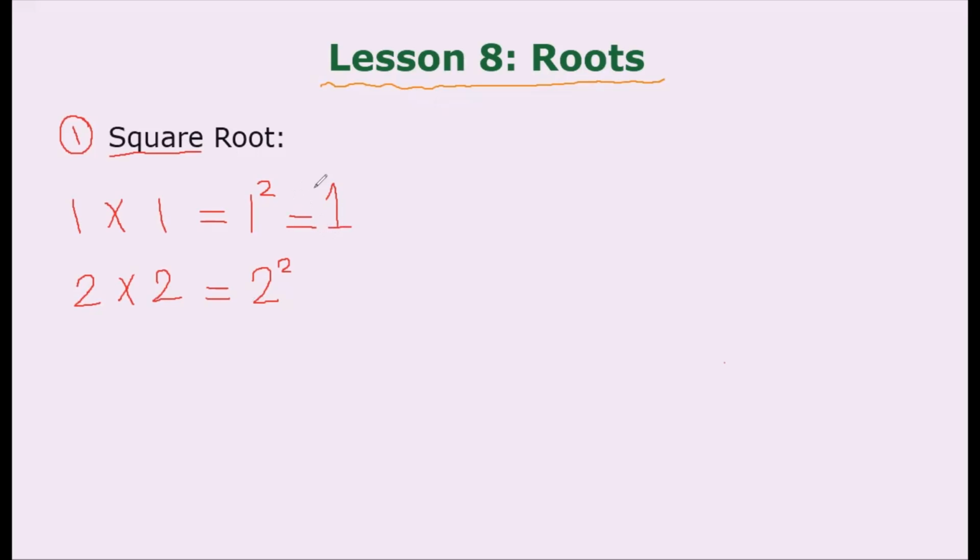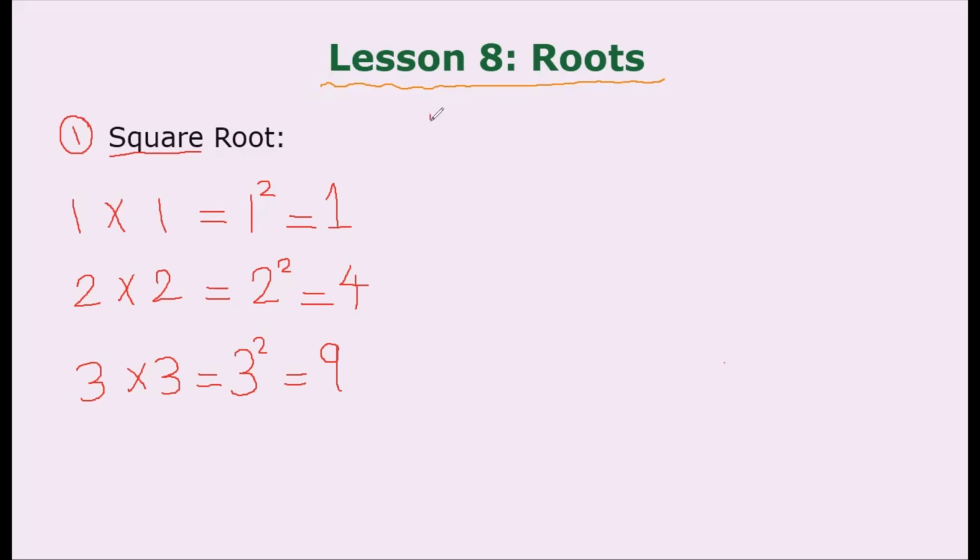We can find that 1 times 1 equals 1. So we say that 1 is the square of 1. And 2 times 2 or 2 squared is equal to 4. And we can say again that 4 is the square of 2. Another example, 3 times 3 can be written in terms of exponents as 3 squared. And 3 squared is equal to 9. So if I ask you, what is the square of 3? You say 9 is the square of 3.